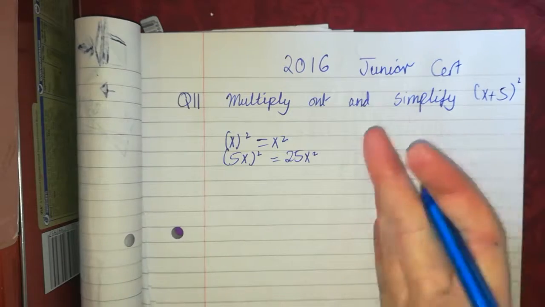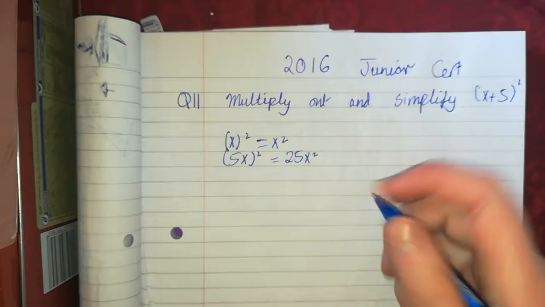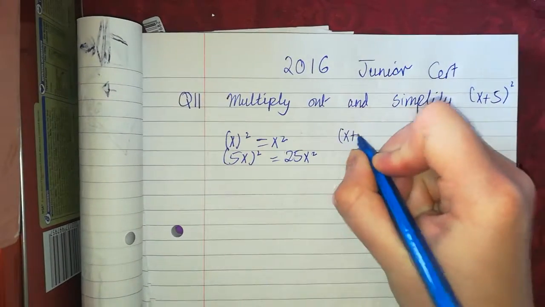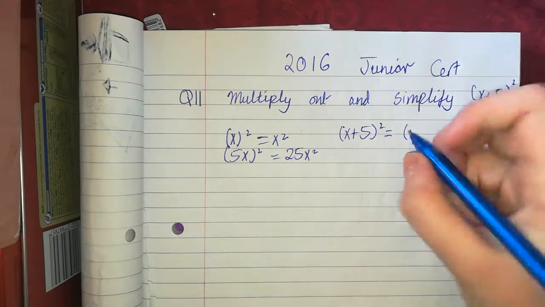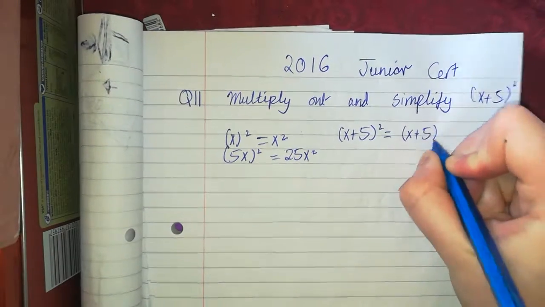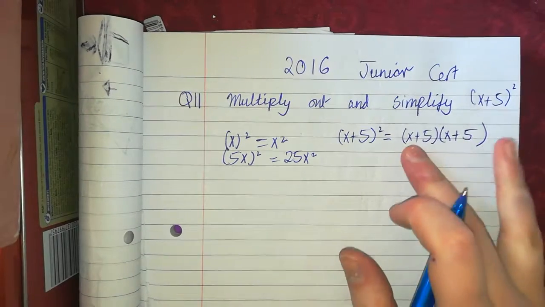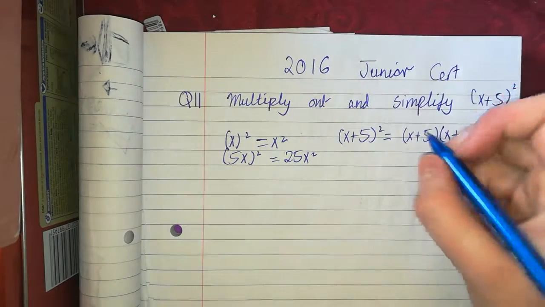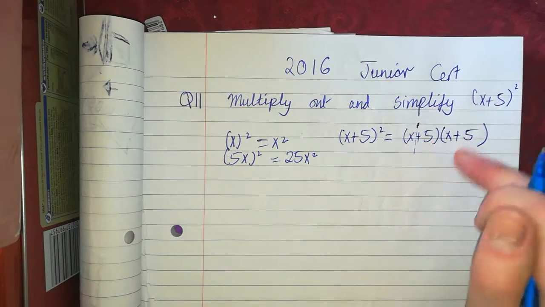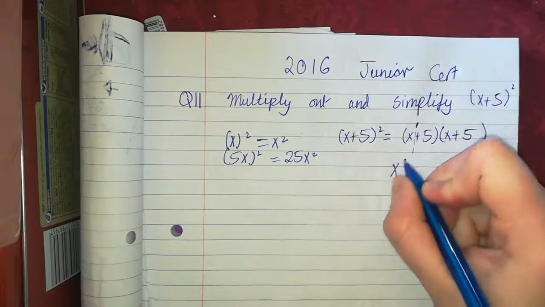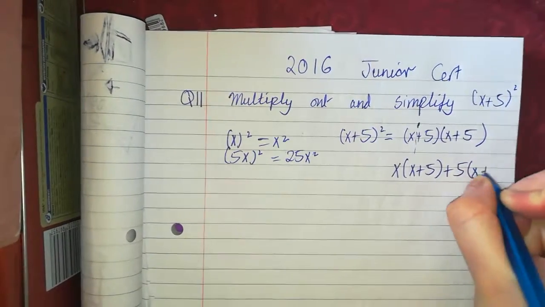But when we have two things in a bracket and they're separated by a plus or separated by a minus, we have to multiply that bracket out. So x plus 5 squared will be just anything squared is it by itself. So it will be x plus 5 by x plus 5. And then when we have two brackets being multiplied by each other, what we have to do is split the first bracket, and it's the first thing by the second bracket and then the second thing by the second bracket. So that's going to be x by x plus 5 plus 5 by x plus 5.